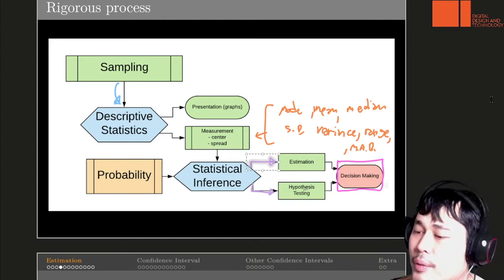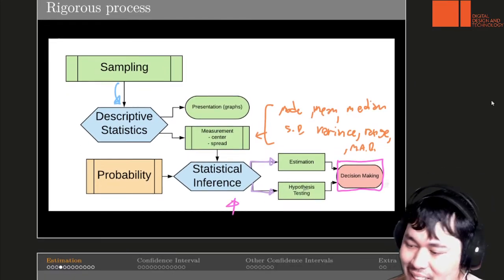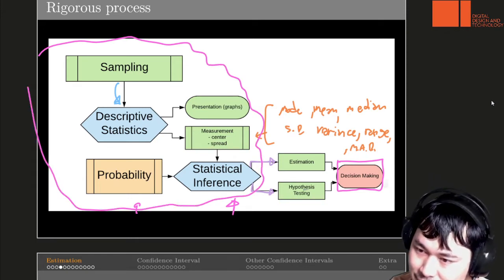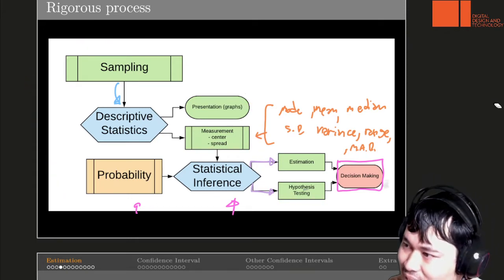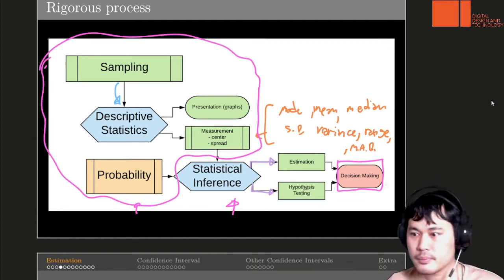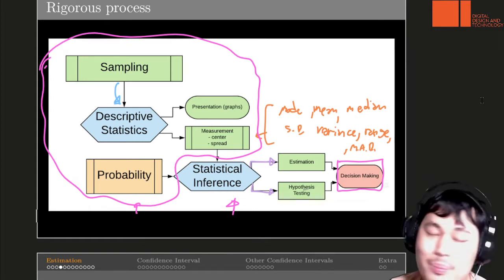And that's the idea of what we have learned so far. And we are here. We have learned all these things already, and that's what we have so far. We are very close to the end, to completing this whole process.